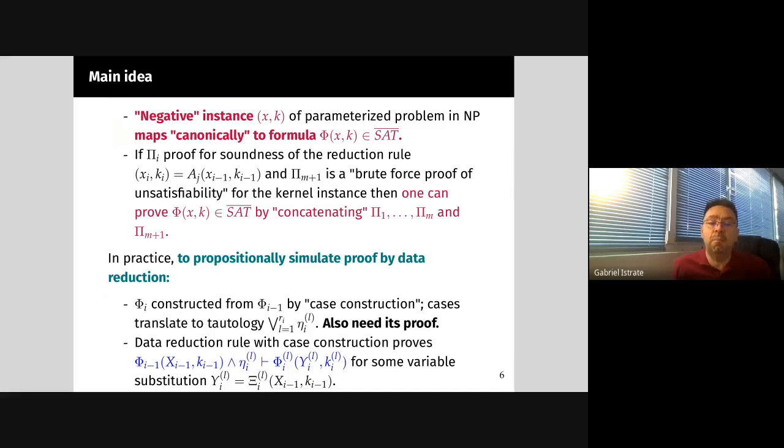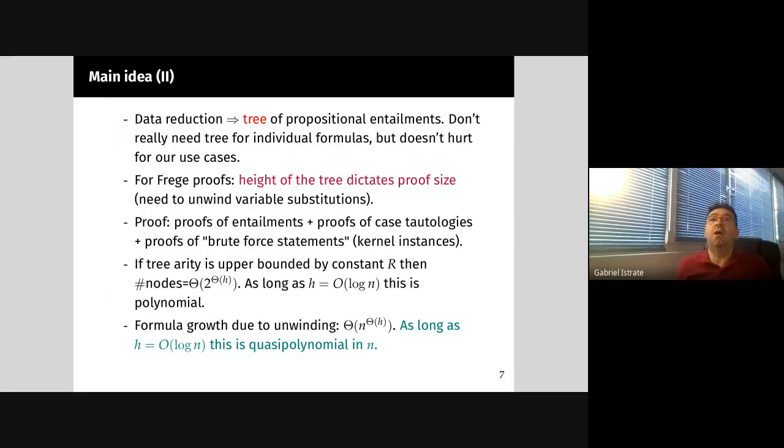And now applying the data reduction with a case will create one formula. And the formula itself is going to be in fewer variables, but it's going to assume that you've made some variable substitution. To make it an instance of the same problem, you're going to have to make some sort of variable substitution. So now if you put all the things together, you may simulate a mathematical proof via data reduction by a tree of propositional entailments.